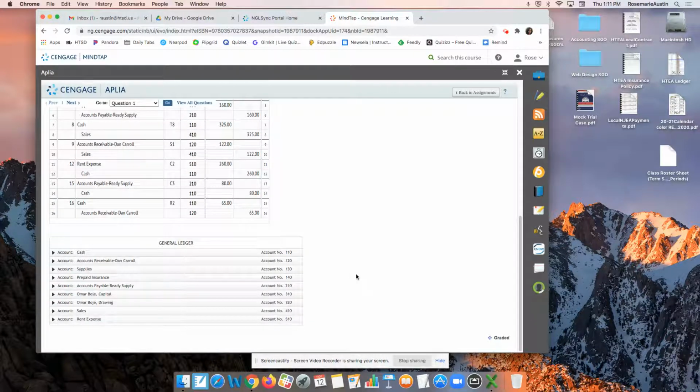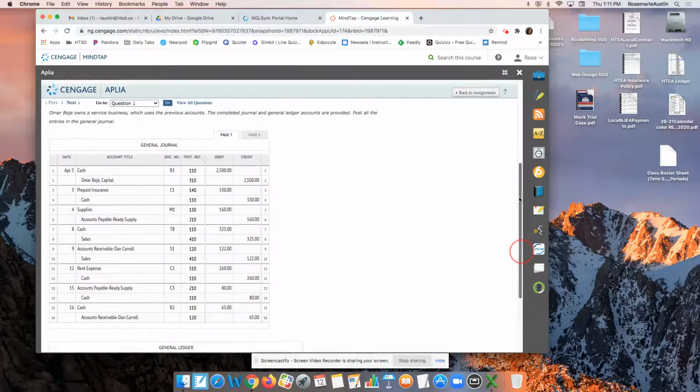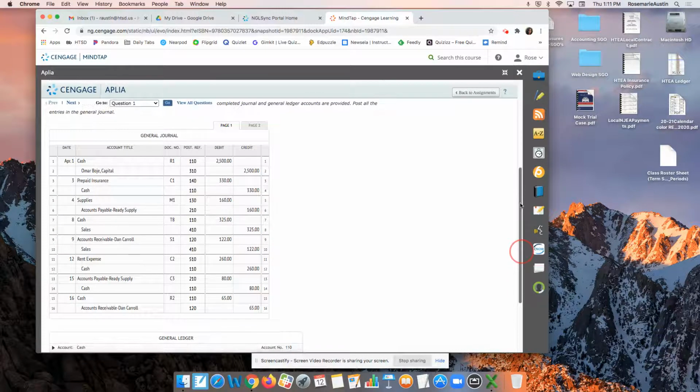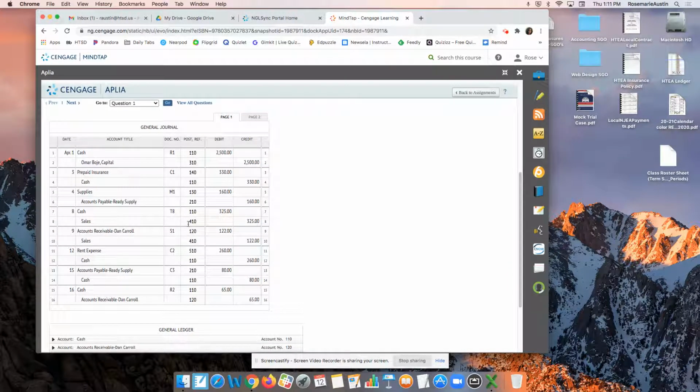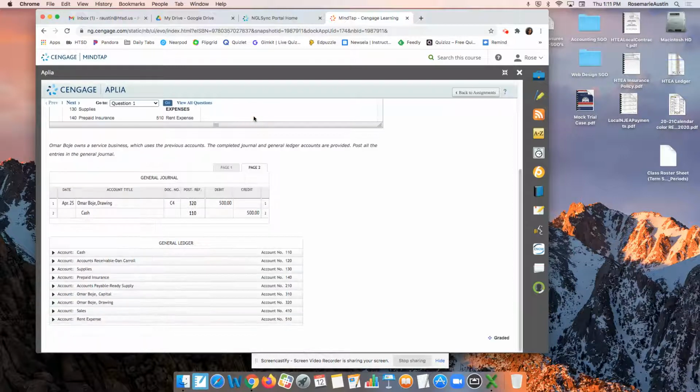And we close that. So the general ledger is completed, and look, you can tell that it's completed and everything's been posted because when you look at the post-reference column, all the account numbers have been inserted. All right, so that shows that anyone looking at this general journal page can assume that all of these transactions have been posted to their corresponding ledger account, and same thing for page 2.